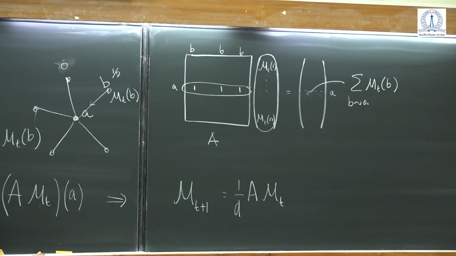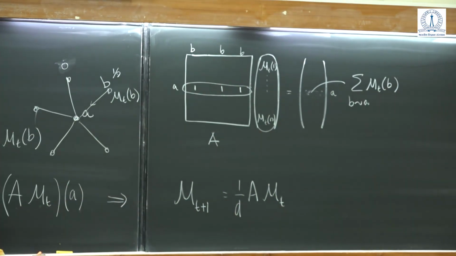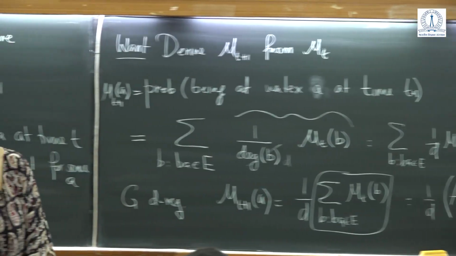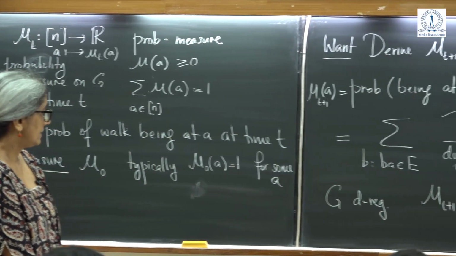Okay, please ask a question. I understood that the adjacency matrix will fetch only the B's which are adjacent to A. Correct. But why are you multiplying by the vector mu t of A? Why is the adjacency matrix multiplied?